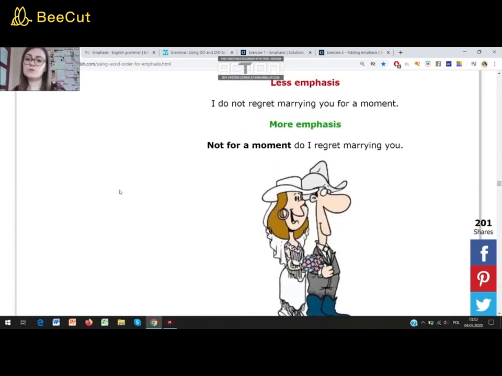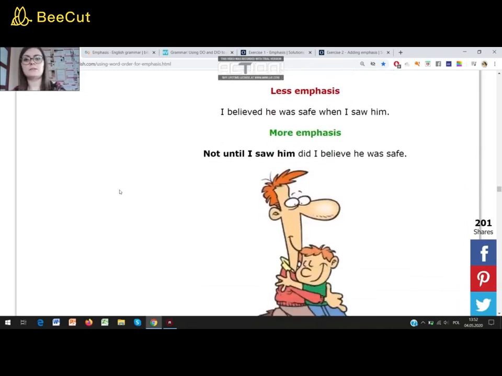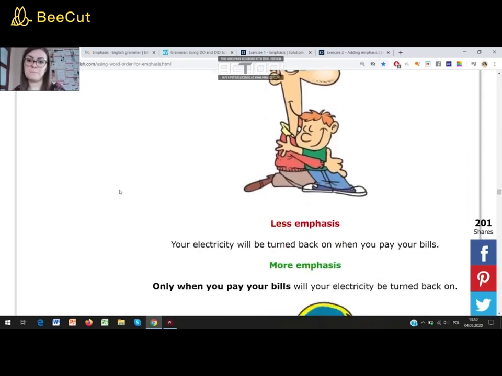Again, I do not regret marrying you for a moment. And more emphasis, not for a moment do I regret marrying you. Another one, I believed he was safe when I saw him. And more emphasis, not until I saw him did I believe he was safe.